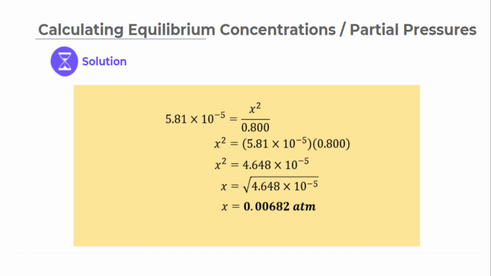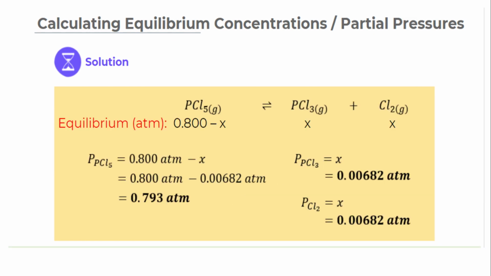Solving for X in the simplified equation, we get X is equal to 0.00682 atmosphere. Substitute X in the expressions for the equilibrium partial pressures. For phosphorus pentachloride, 0.793 atmosphere. For phosphorus trichloride, 0.00682 atmosphere. For chlorine, 0.00682 atmosphere.